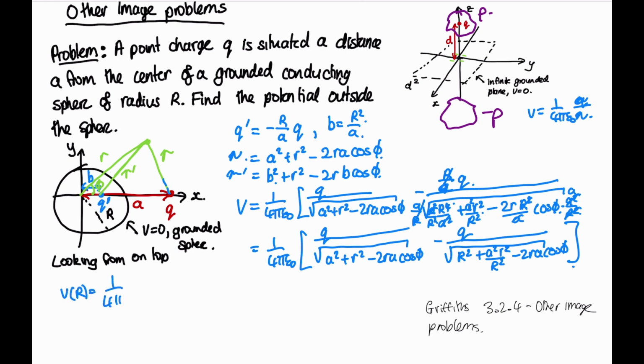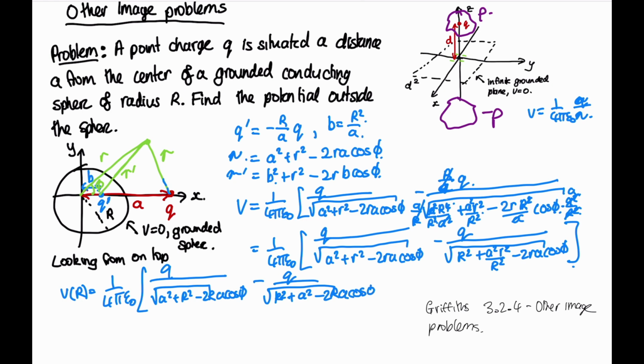So this is 1 over 4 pi epsilon naught, and then we've got Q, and when little r is big R, this is equal to the square root of A squared plus R squared minus 2RA cos phi, minus Q, and then we've got the square root of r squared. Now, little r is big R, so that's going to cancel out there, and we're left with A squared minus 2RA cos phi. And you can see really neatly, these two cancel each other out now. So this is equal to 0. So it agrees at that boundary around the sphere.